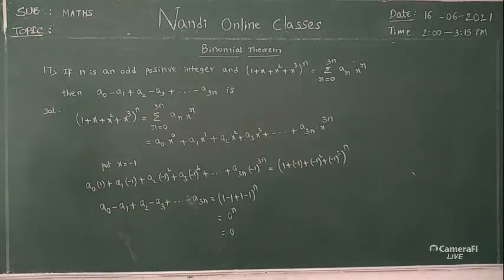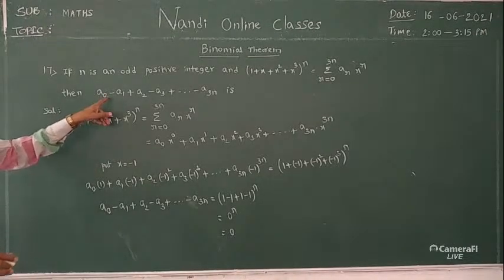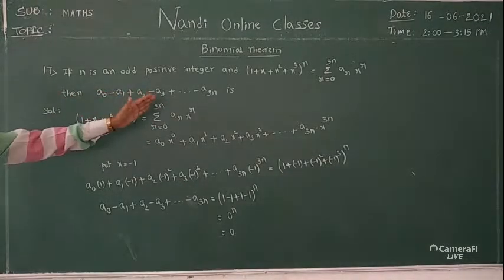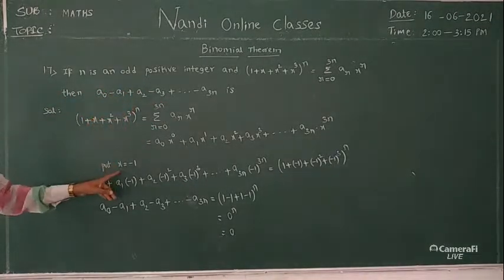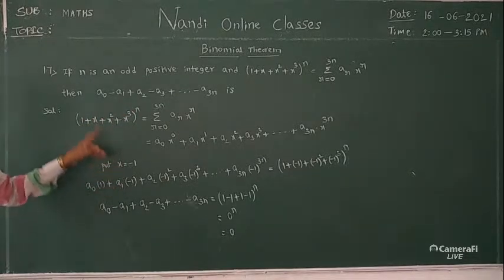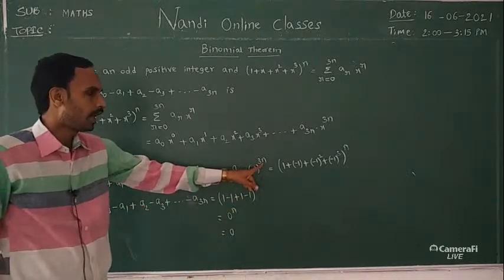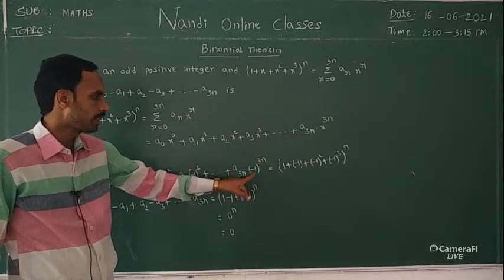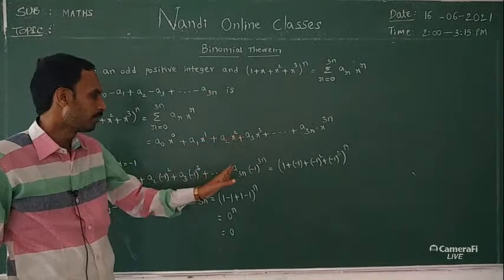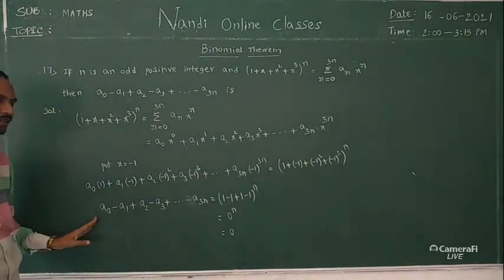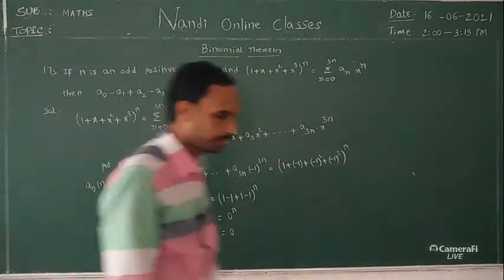Here there is only one blind signal, the key point. If they ask you to find all positive terms, put x is equal to 1. If they ask you to find plus or minus alternately, put x is equal to minus 1. So you are getting the answer as 0. Here n is an odd number, so you can take 1. Minus 1 whole cubed is minus 1, plus a3n into minus 1 is minus a3n. So like this the answer is 0. Write it.